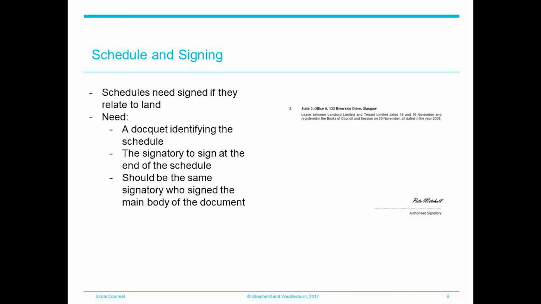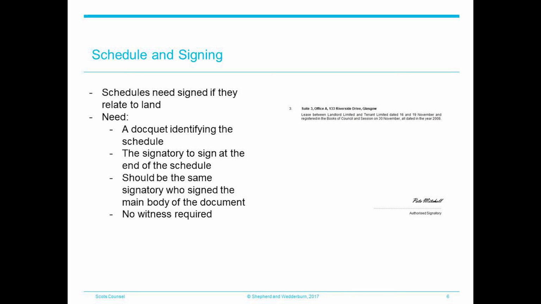So if you have multiple signatories signing for one party at completion, the responsibility for signing the execution block can't be allocated to one person with another person responsible for signing the schedule. The same guy or girl has to sign the execution block and the schedule.